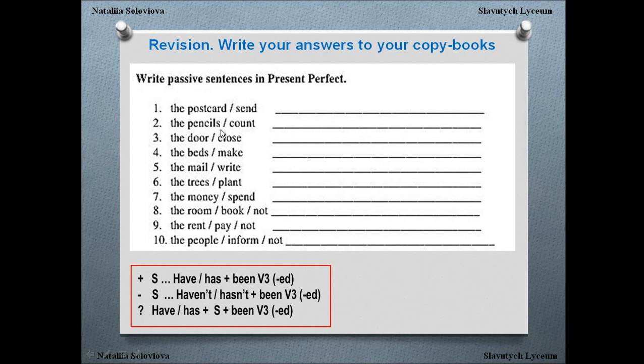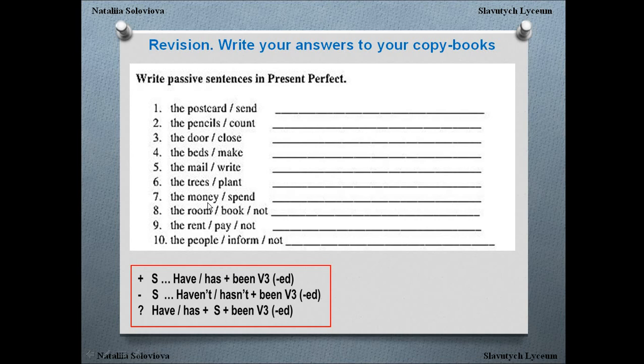Number 2, the pencils, count. The pencils, it's plural, the pencils have been counted. The door, third person, has. The door has been closed. The beds, plural, the beds, they. The beds have been, the third form, made. The beds have been made. The mail, right. The mail means листи, posta, but it's definitely singular. The mail has been written. Okay. The trees, they plural, the trees have been planted.